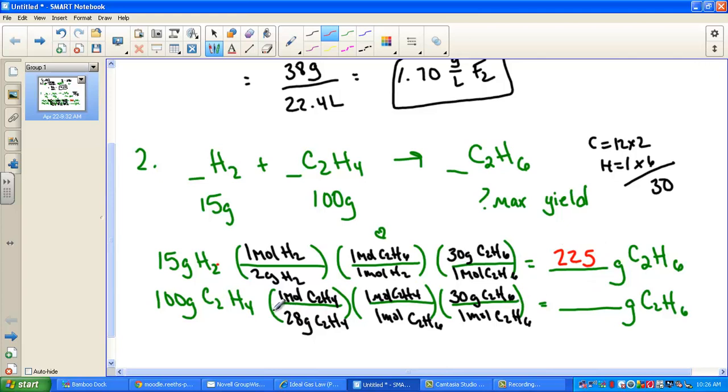Let's hit the second row: 100 divided by 28 times 1 over 1 times 30. Did you get the same thing I did? 107.14 grams. And this one was an even, so 0.0.